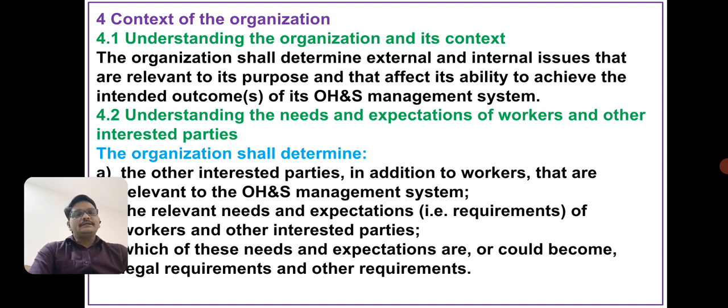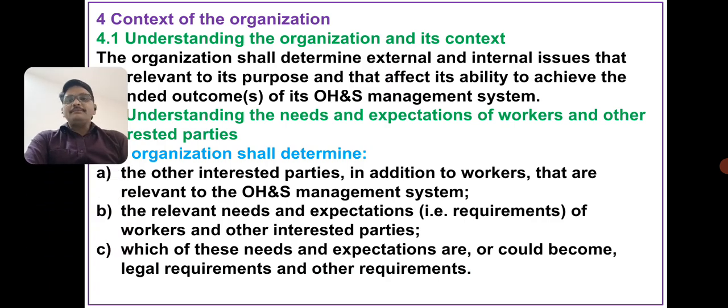We need to work on weakness, we need to work on threats, and we need to maintain opportunity for improvement registers, and we need to maintain all the required documents of it. Now next is understanding the needs and expectations of workers and other interested parties. For this, organizations shall determine the other interested parties in addition to workers that are relevant to the OHS management system, and the organization shall determine relevant needs and expectations of workers and other interested parties, and which of these needs and expectations could become legal requirements and other requirements.